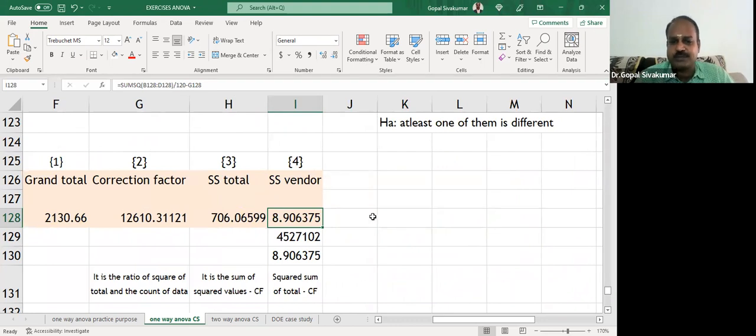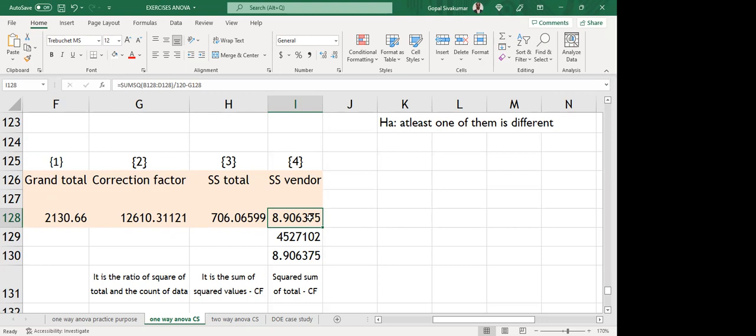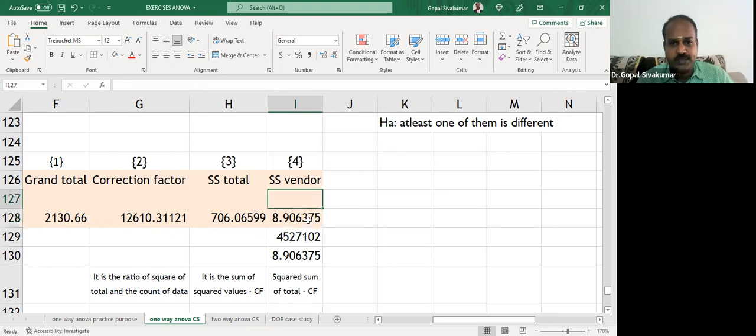Because each one had same number 120. You square them, sum them, and divide by 120. Or after squaring, immediately you can divide by 120, and then you can club them. It's same. So square each value, add all the three, divide by 120, you get this vendor sum of square. Now vendor sum of square is obtained and everything is obtained. Now you can go to the ANOVA table.